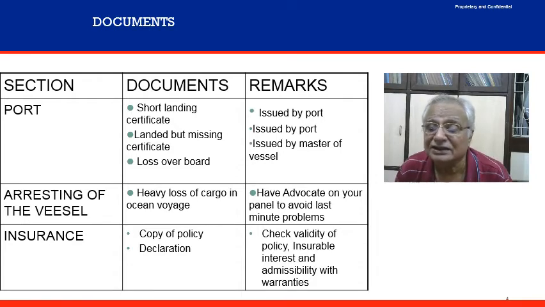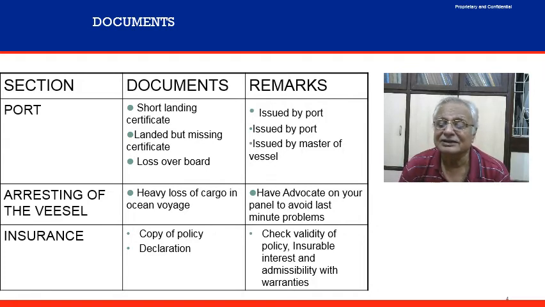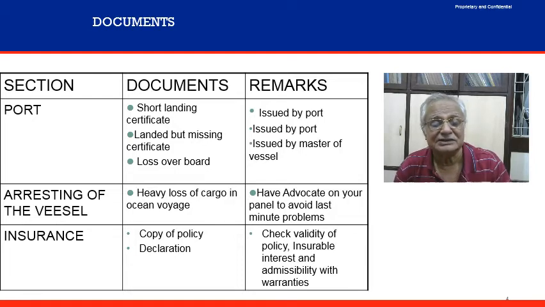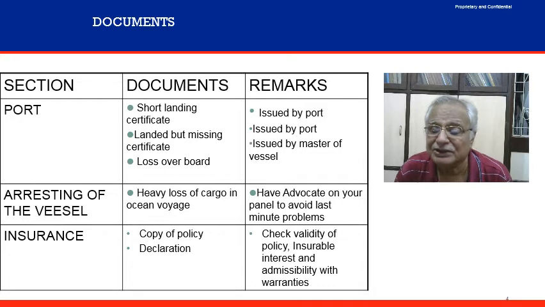We are checking the validity of the policy. Then we are also checking the insurable interest, because the cardinal rule is that the insured should have insurable interest at the time of loss. So we have to find out whether it is a pre-shipment origin loss or it is during ocean transit. Because if it is a pre-shipment origin loss, the insurable interest attaches when the ship is loaded. The title of goods changes when the ship is loaded.